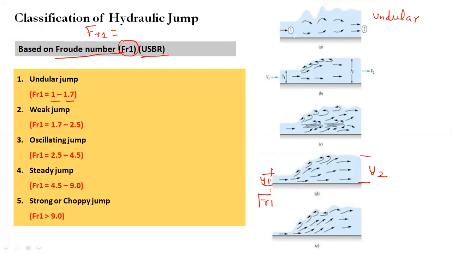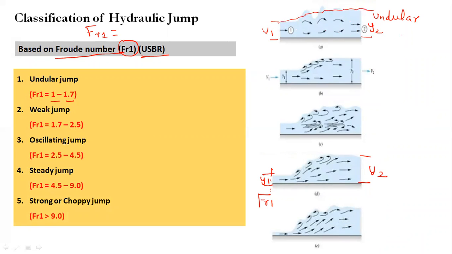Okay. Undular jump is not even a jump basically. The surface is just ruffled, you can say, because the Froude number is very less now. It is just 1 to 1.7. Froude number cannot be less than 1, because if it is less than 1, hydraulic jump itself will not take place, because the flow should be supercritical. So the initial Froude number should be greater than 1. Basically, this undular jump occurs at a very low Froude number, and the difference between y1 and y2 is very less.